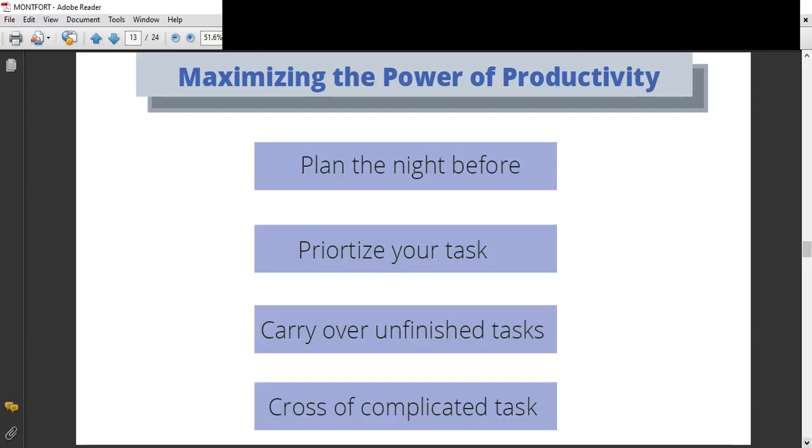If you plan the night before, when you get up in the morning, the things will be clicking in your mind. Okay, first I have to start from this work, then after that work. In that way we can work very precisely, and we can reach our goal in a planned way. We need not worry so much about it. Then prioritize your task. You should prioritize 1, 2, 3, 4, what work you have to do when.